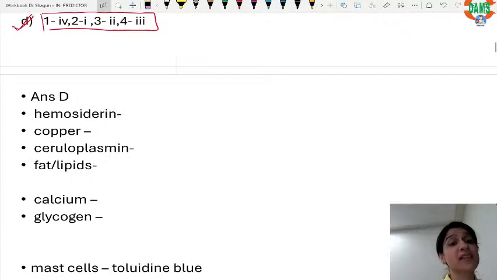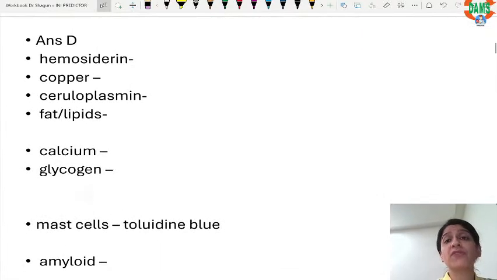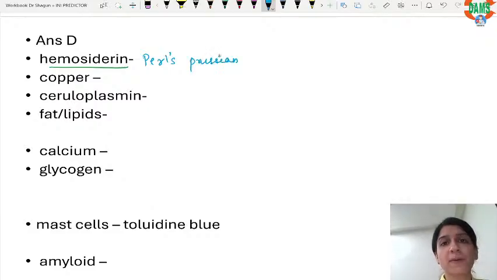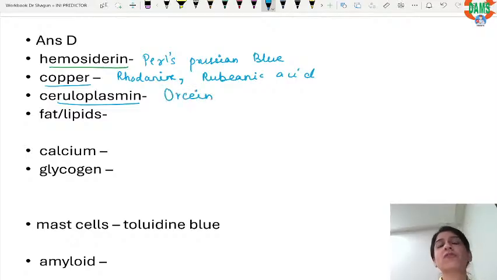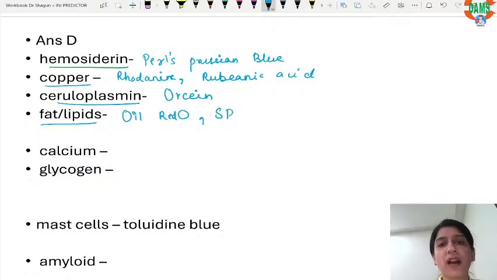But if I am saying that it is a favorite of INI, so let us cover all the important stains that you want to know. Number 1, hemosiderin. For hemosiderin, you need Pearl's Prussian blue stain. For copper, one is your rhodamine and second is your rubianic acid. Ceruloplasmin, remember, is a transport protein of copper. For that, you need Orcein stain. For fats and lipids, you need oil red O and Sudan black B.